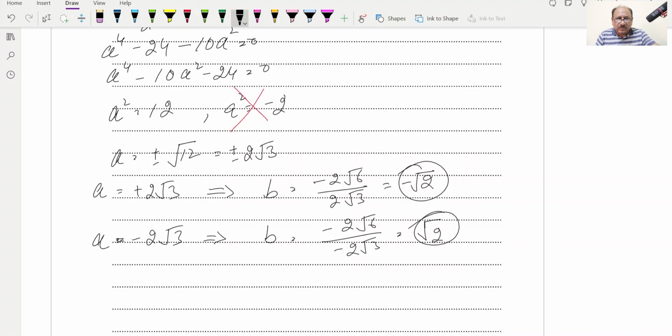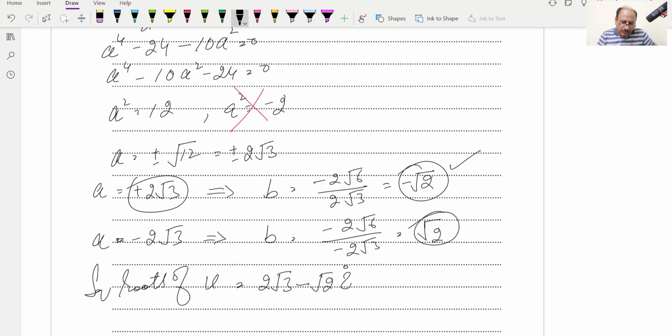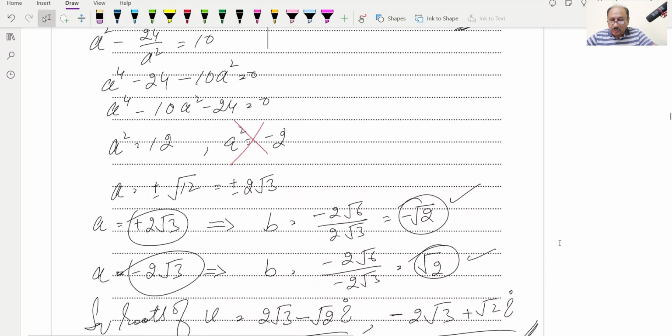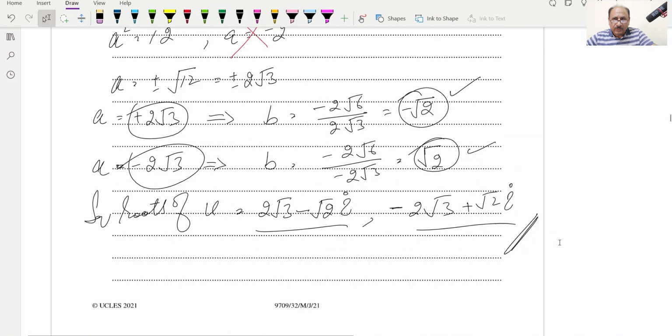And now we can write the square roots of u. So the square root of u will be equal to 2 root 3, the real part is this one, 2 root 3, and its imaginary part is this one. So minus root 2 iota, because this is the imaginary part. And similarly, the other root which we can write is, the real part is minus 2 root 3 over here, and the imaginary part is this. So plus root 2, and this will be the imaginary part, so it will be with the iota. So these will be the two square roots of u which we found, and this was a 5-mark question. We are done with this.